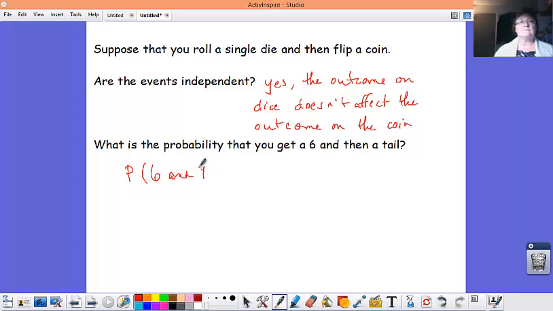And the probability that you get that 6 and then a tail, well, according to the rule, it'd be the probability of getting a 6. This is an AND rule and independent, so we multiply the 2 probabilities together. And our chance of getting a 6 is 1 in 6. Our chance of getting a tail is 1 in 2. There is a 1 in 12 chance that both of those things will happen.